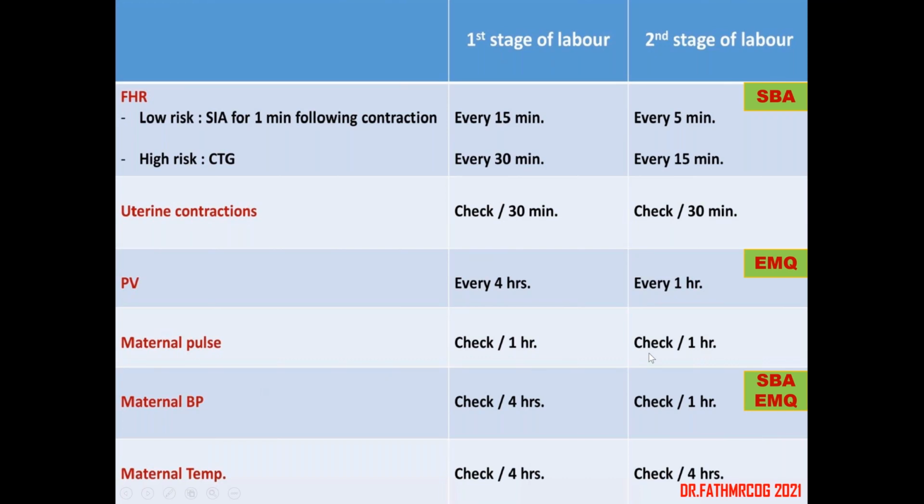And maternal pulse should be checked every 1 hour in both the first and second stage. Maternal blood pressure is every 4 hours in the first stage and hourly in the second stage of labor. And maternal temperature should be checked every 4 hours in both the first and second stage. This is about the vital signs, fetal heart rate and PV in a patient in the first and second stage of labor.